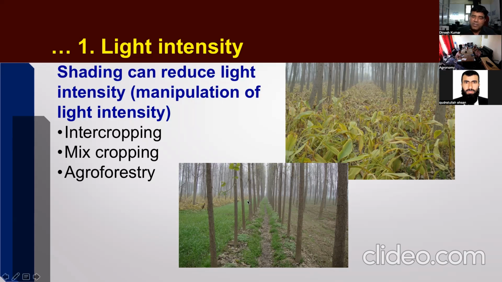In another case you can see, we also grow wheat under shade conditions as an intercropping system, or you can call it an agroforestry system. Through an intercropping system, a mixed cropping system, or an agroforestry system, we can minimize the effect of higher light intensity on certain plants, or to some extent, we can manipulate light intensity through intercropping or through shading nets. Nets can also be used.